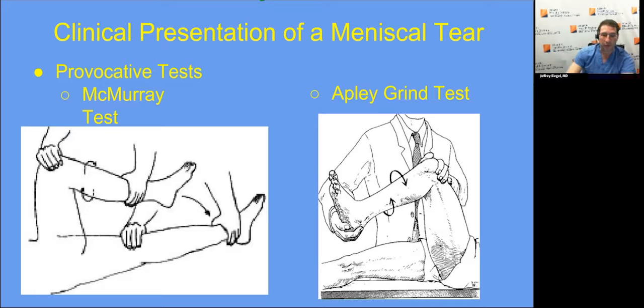And this, you see on the picture on the left, the patient is lying supine. The examiner will hyperflex the knee and then initially externally rotate the leg and then extend the knee to try to elicit any symptoms from the lateral meniscus, and then repeat it with the knee hyperflexed, internally rotated, and then extending, trying to elicit either pain or a clunk for the medial meniscus.